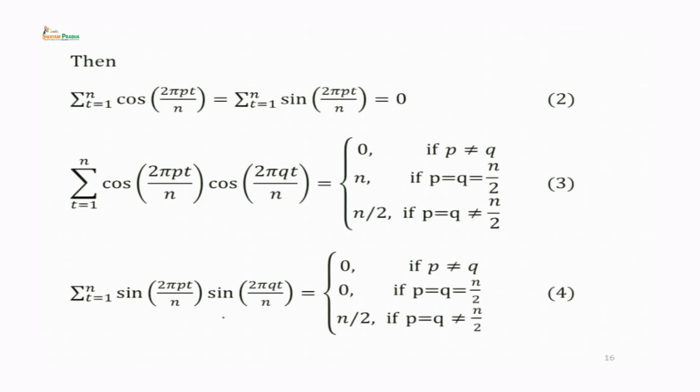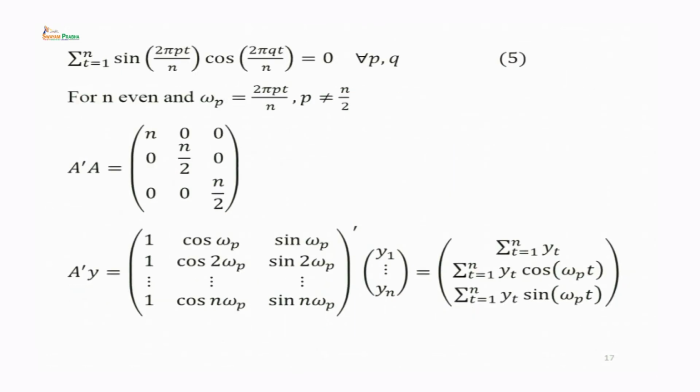Similarly, you find these summations of sin 2 pi p t by n into sin 2 pi q t by n as 0 if p is not equal to q or p equal to q equal to n by 2, and it is n by 2 if p is equal to q not equal to n by 2. So, we require these summations to obtain the expression for the least square estimator. Then the sum of sin 2 pi p t by n cos 2 pi q t by n is equal to 0 for all p and q.